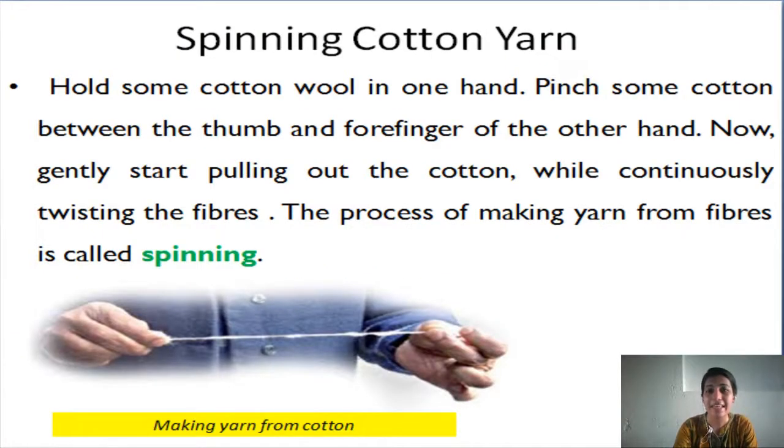Next topic is spinning cotton yarn. As shown in the figure below, you have to hold some cotton wool in one hand and pinch some cotton between the thumb and forefinger of the other hand. Now gently start pulling out the cotton while continuously twisting the fibers. The process of making yarn from fibers is called spinning. It is shown in the figure.